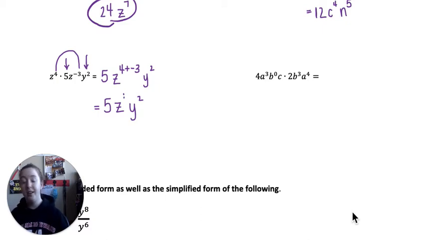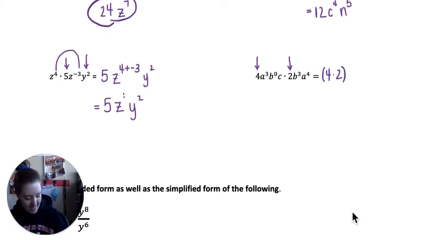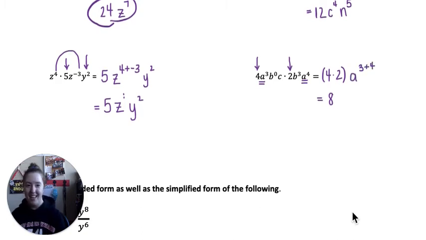Good deal. This last one is pretty beefy, but we got this. So, what normal number can I multiply by 4? 2. So we'll take 4 times 2, and we'll get 8. Now let's look at our a's. So I have an a cubed, and then we have an a to the 4th. So I have 3 a's and 4 a's. Give me a total of 7 a's, because we need to add our exponents. So we have a to the 7th.